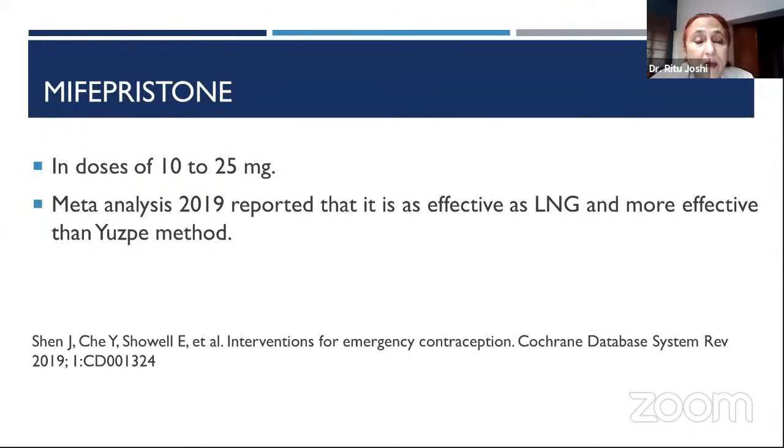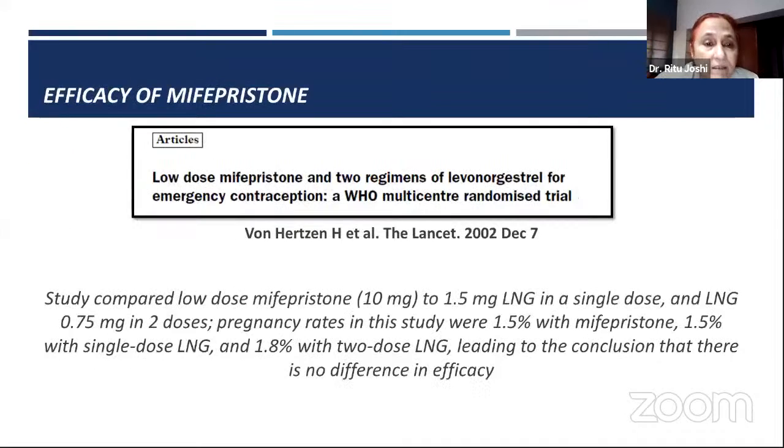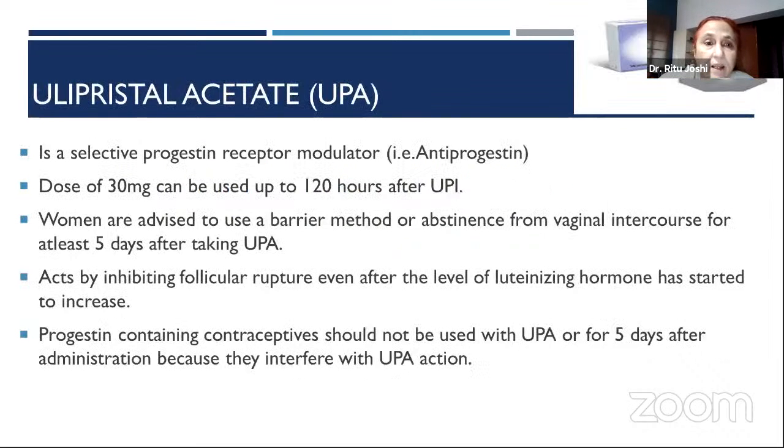We have another new one, the 10 to 25 milligram tablet, which is not yet available in our country. The meta-analysis of mifepristone showed that it is as effective as LNG and more effective than the Yuzpe method. An interesting study in the Lancet in 2002 compared low dose mifepristone with two regimes of levonorgestrel. It showed that low dose mifepristone was equally effective to the single dose or the 2 doses, leading to the conclusion that there is no difference in their efficacy. Both of them were very good when being taken. So I think a single dose of mifepristone would be far better to be taken.